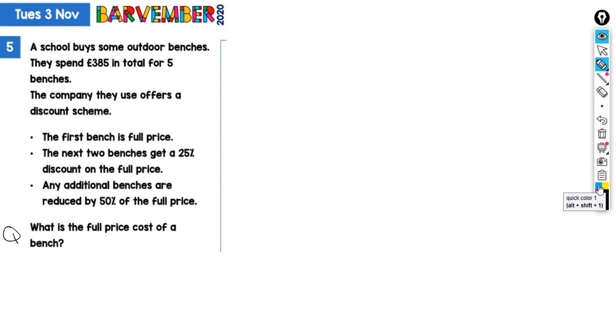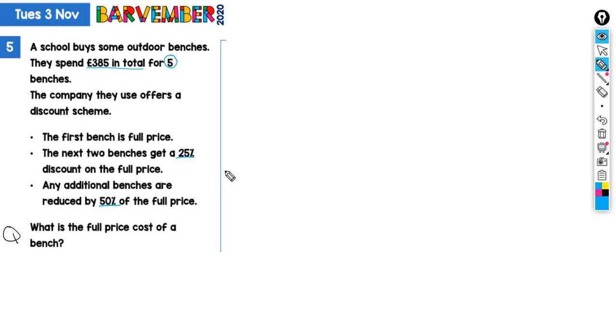And let's have a look here. Let's look at some key information. So obviously this is what they spend in total. There's 5 benches. The first bench is full price, and there's a 25% discount on 2 benches, and any additional benches have a discount of 50%. This is interesting. So we've got 25% and 50%.